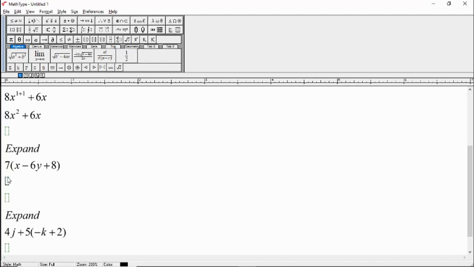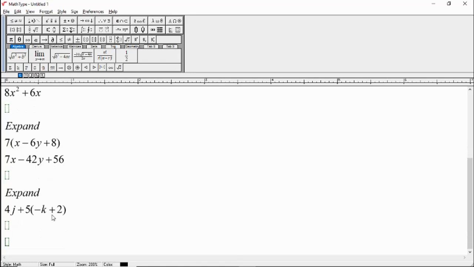So 7 multiplied by x, 7x. 7 multiplied by minus 6y, minus 42y. And 7 multiplied by positive 8, plus 56. There's your answer. There's no simplifying, nothing needed. That's your final answer. And last but not least, here now we have two terms outside of the brackets.